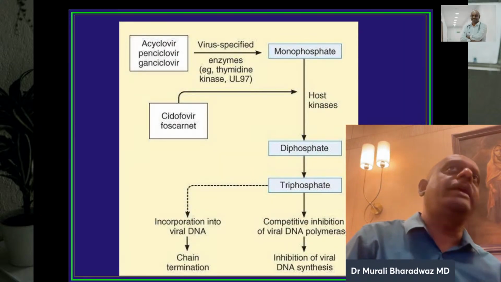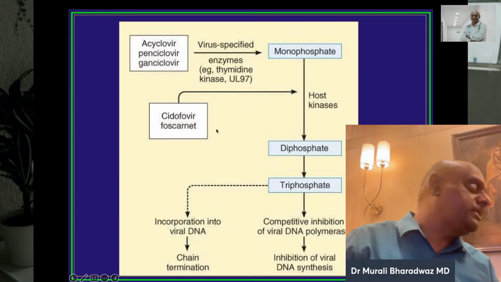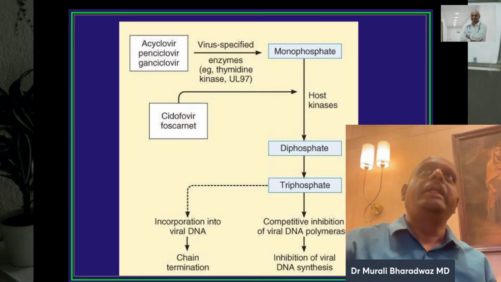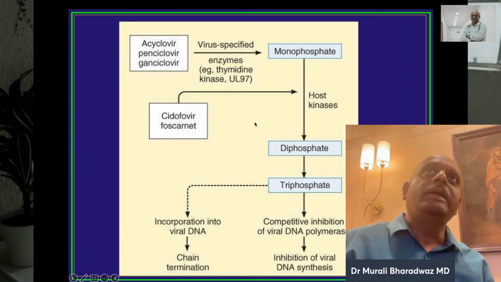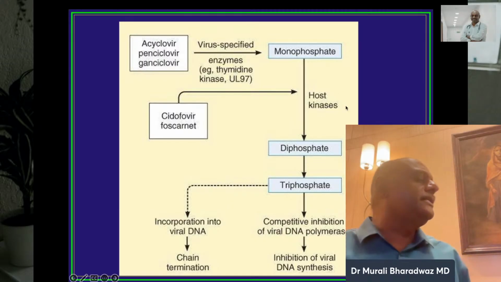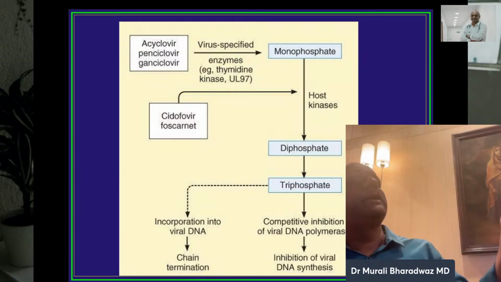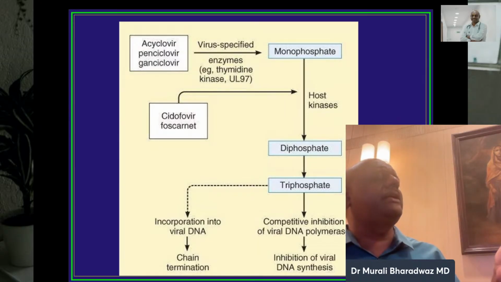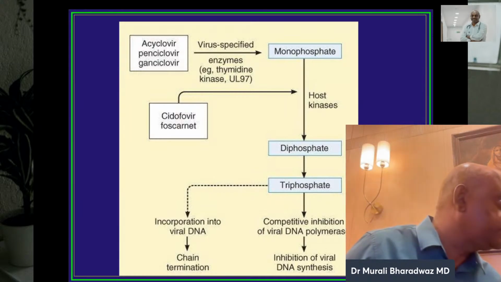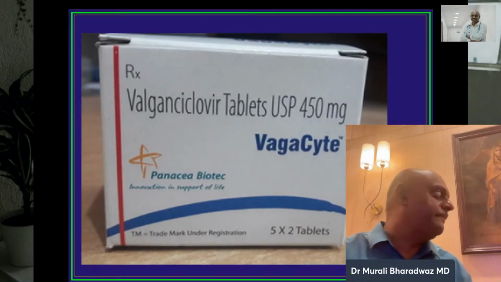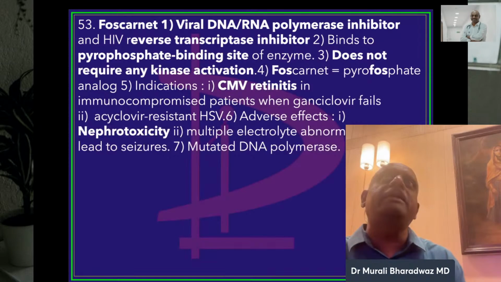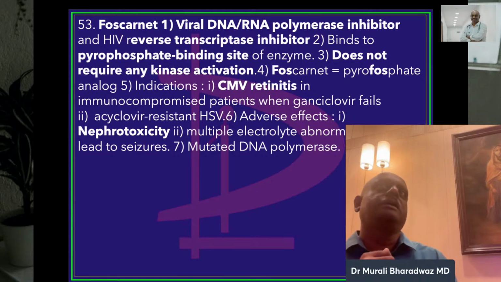Now, there are certain drugs, foscarnet, cidofovir, they don't depend on the thymidine kinase for the initial monophosphate step. They become directly converted into triphosphate using the host kinases. That's the reason whenever there is any resistance to acyclovir, ganciclovir, valcyclovir, we still can use cidofovir and foscarnet. Favorite MCQ of the examiner. Valganciclovir. Now comes foscarnet. Main point.